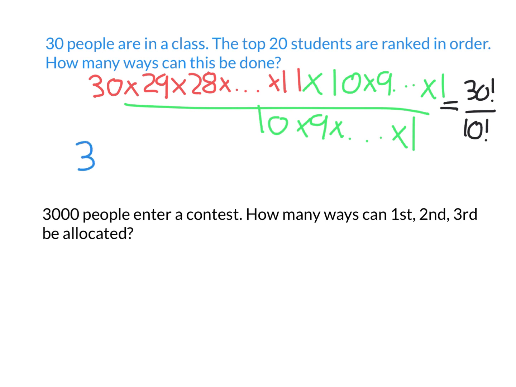So you actually can put this in your calculator as 30, then you press the nPr button, and then you press 10. This is equal to 30P10. The P stands for permutations. Permutations also involve factorials, but are used when you're not arranging all of the objects in the collection. Here we were only arranging 20 out of the 30 objects, the objects being the people in the class.